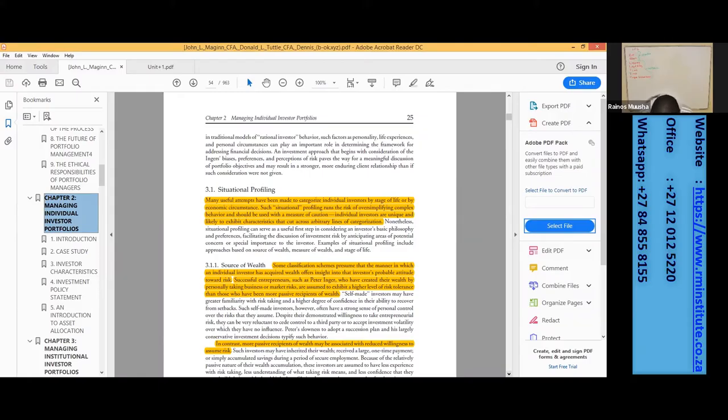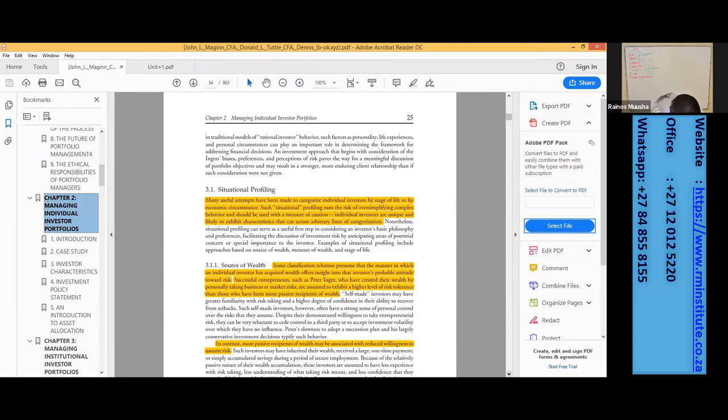So one way of finding investor characteristics is through situational profiling, where they say many useful attempts have been made to categorize individual investors by stage of life or by economic circumstance. Such situational profiling runs the risk of oversimplifying complex behavior and should be used with a measure of caution. Individual investors are unique and likely to exhibit characteristics that cut across arbitrary lines of categorization.